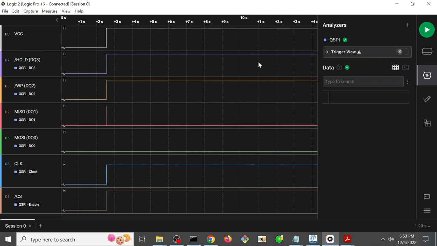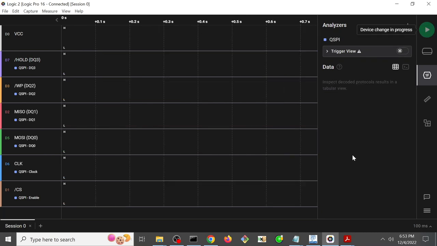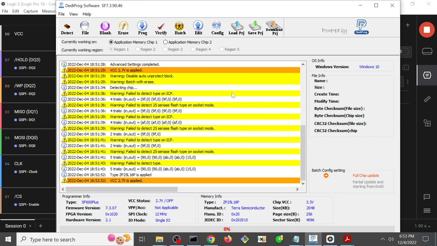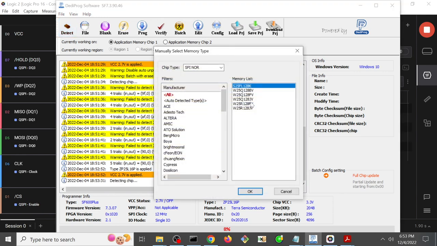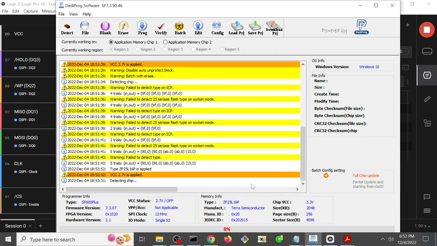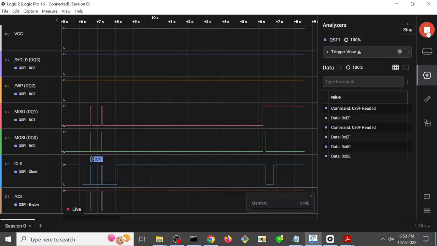So now we just provide the voltage. So let's start the analyzer. Let's start the Dediprog detection. It's again still set to 2.7 volts. We hit detect, and we finally get a proper read on the thing. So this is a W25Q128FV, and so it correctly identified it.